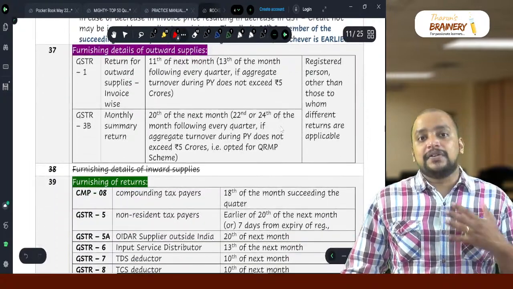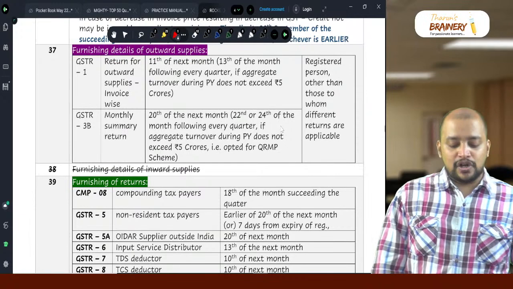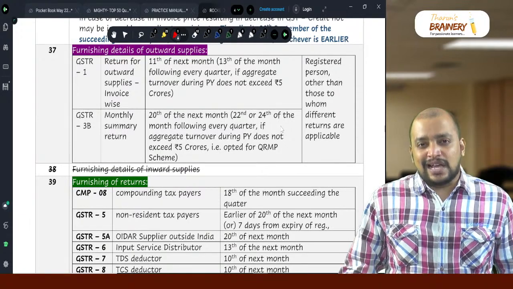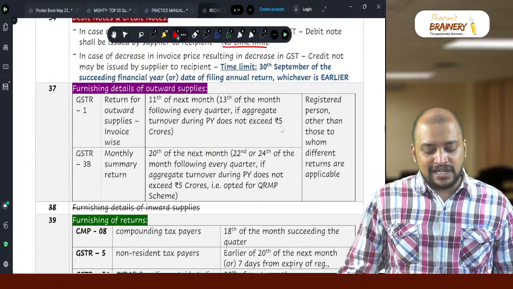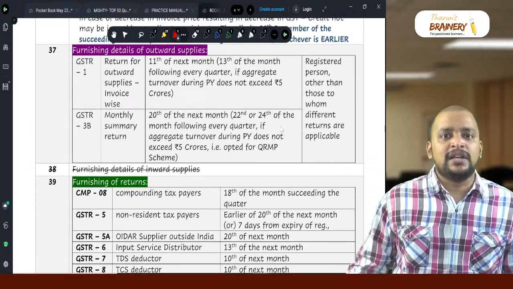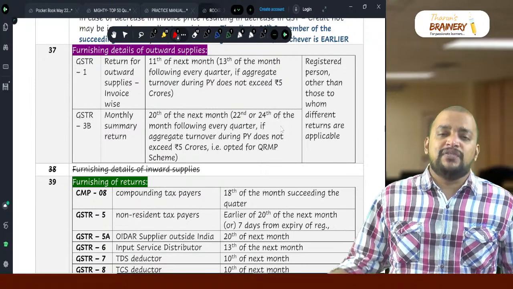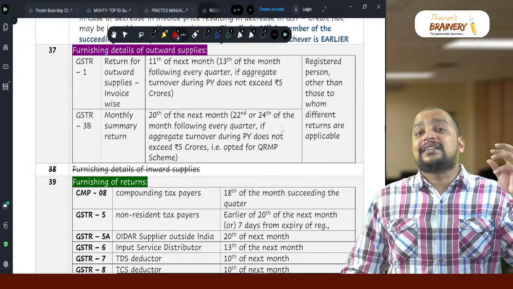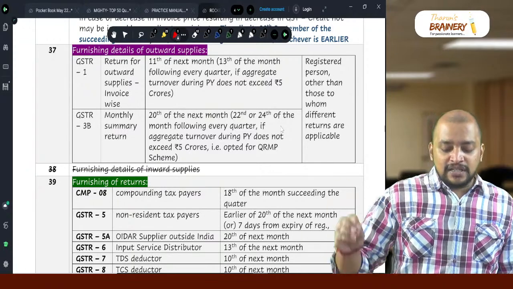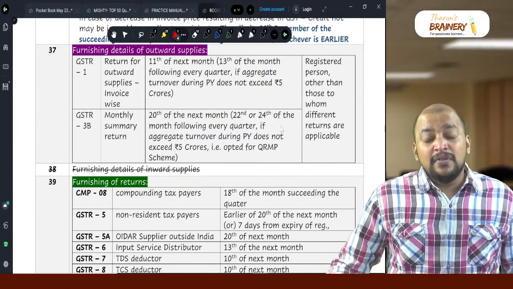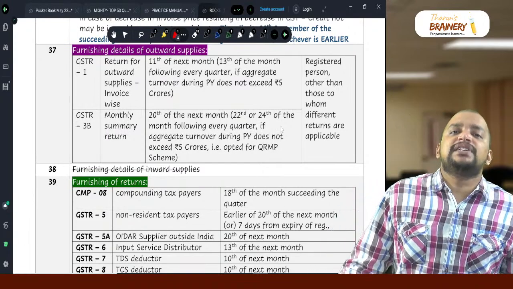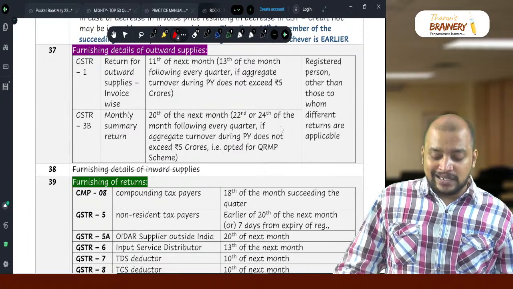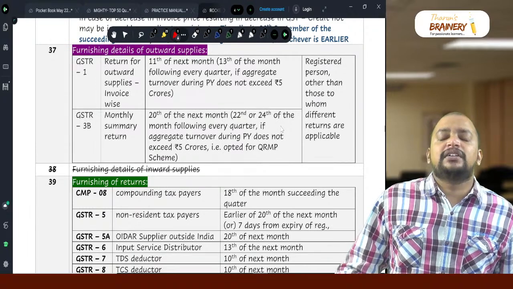Then 37, returns. So section 37 talks about GSTR 1, and section 39 is actually GSTR 3B. So first, furnishing details of outward supply, GSTR 1. GSTR 1 is required to be filed by every registered person, and it contains the details of outward supplies. What is the time limit of filing that return? 11th of the month following every month. Whereas if you are under the QRMP scheme, whose aggregate turnover during the previous year does not exceed 5 crores, will be under QRMP.